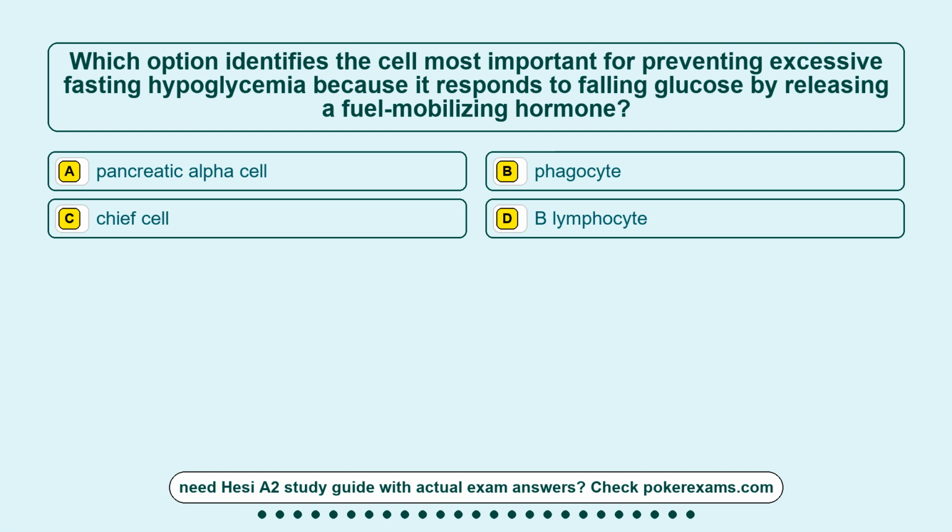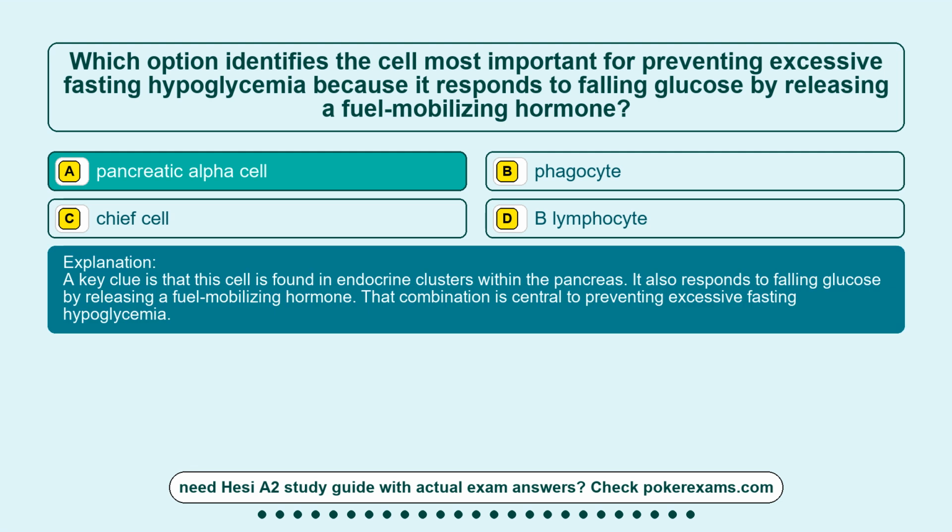Question 18. Which option identifies the cell most important for preventing excessive fasting hypoglycemia because it responds to falling glucose by releasing a fuel-mobilizing hormone? Option A, pancreatic alpha cell. Option B, phagocyte. Option C, chief cell. Option D, B lymphocyte. The correct answer is option A, pancreatic alpha cell.